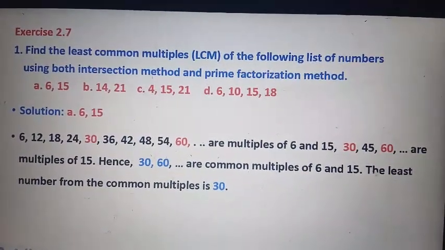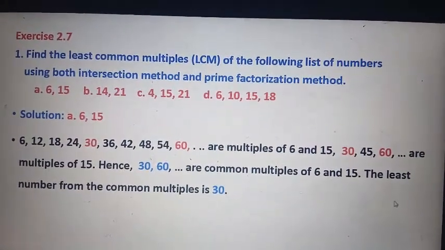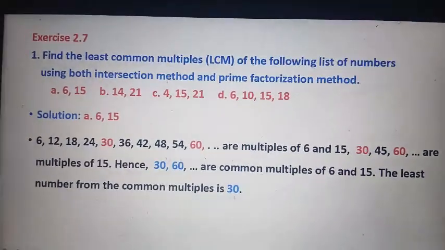The least number from the common multiples is 30.